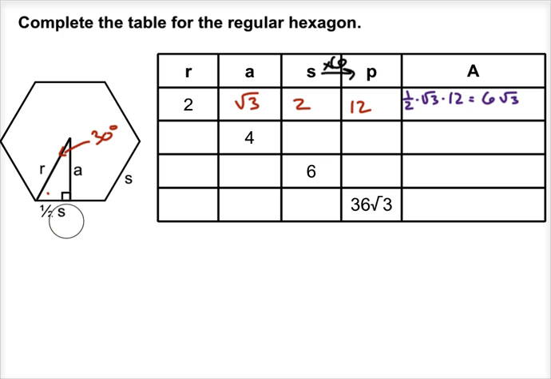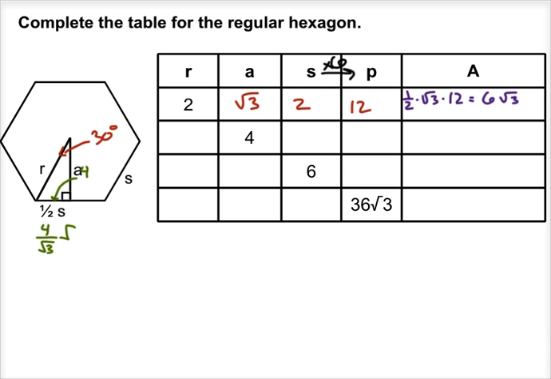Looking at some new information over here. So next problem, I noticed that they give me that the apothem is 4. Well, if that's 4, and I come down to this half of a side, I go from 4 and I need to divide by the square root of 3. So that piece is 4 divided by the square root of 3.